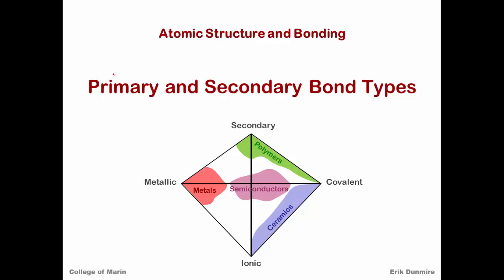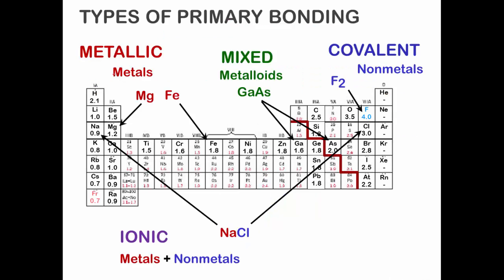We can now take a closer look at the different types of bonding that exist in solid materials, including both the three types of primary bonding that we've already mentioned, as well as secondary bonding that exists in molecular compounds. Again, with primary bonding, there are really three types: metallic, covalent, and ionic.